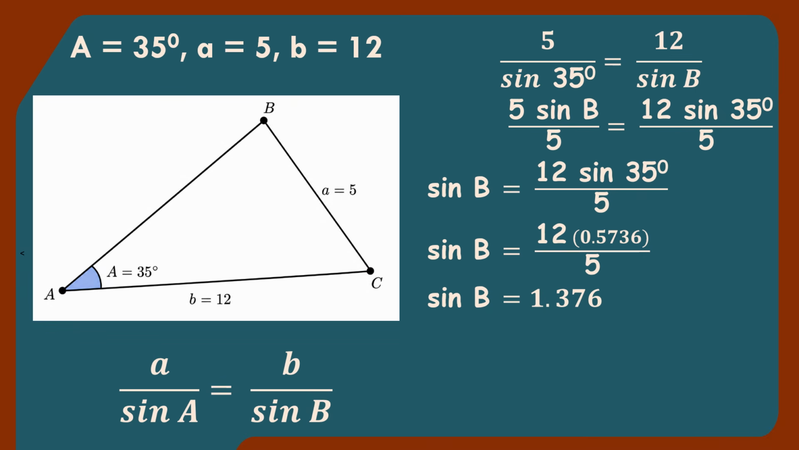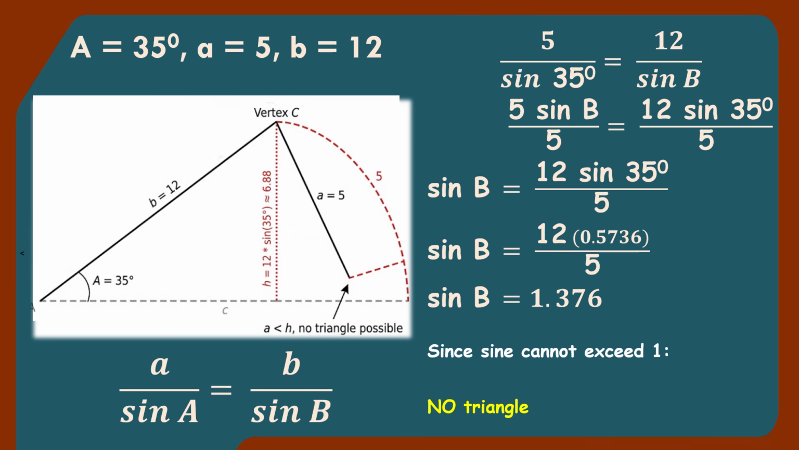If that is the case, 1.376, if we use shift sine of 1.376, it is not possible. Why? The answer will be an error on shift sine 1.376. So that is imaginary. So it means, since sine cannot exceed 1, this given is no triangle. If that is no triangle, this is what the figure will look like. No triangle. So you cannot form a triangle.